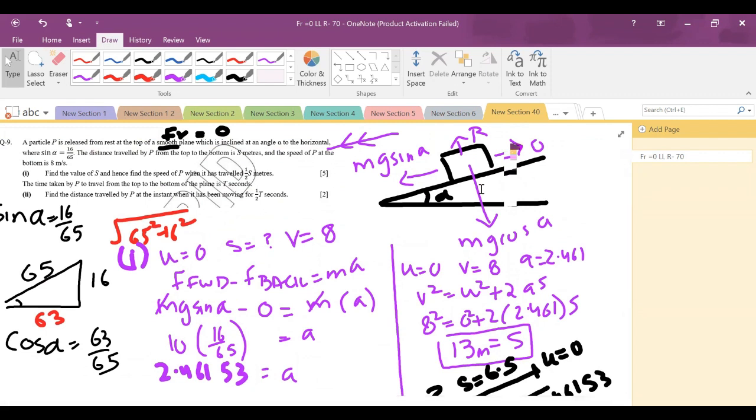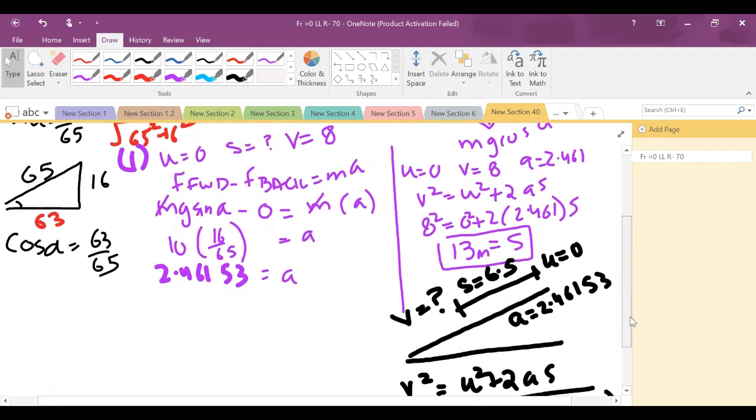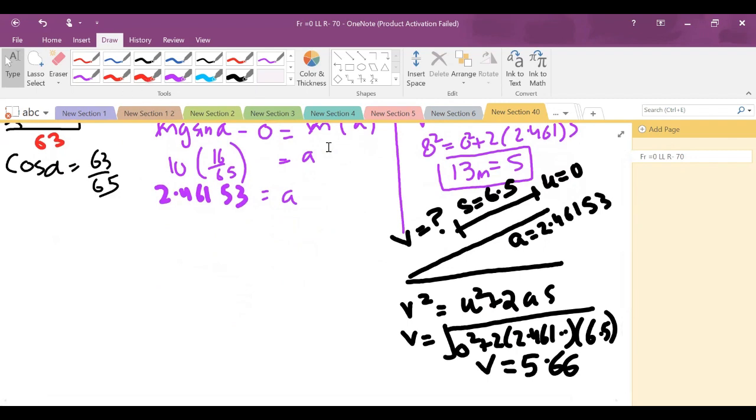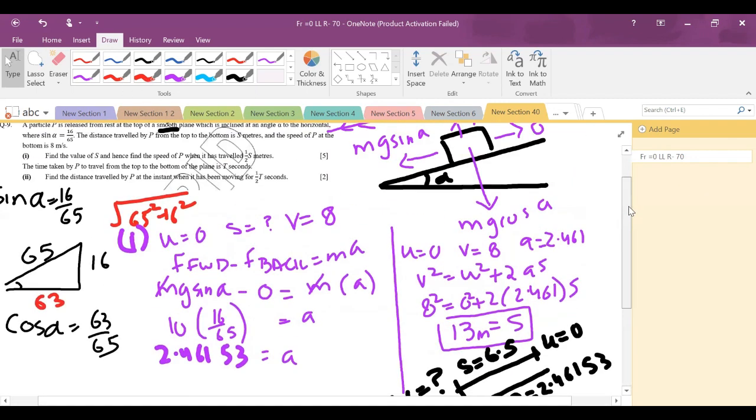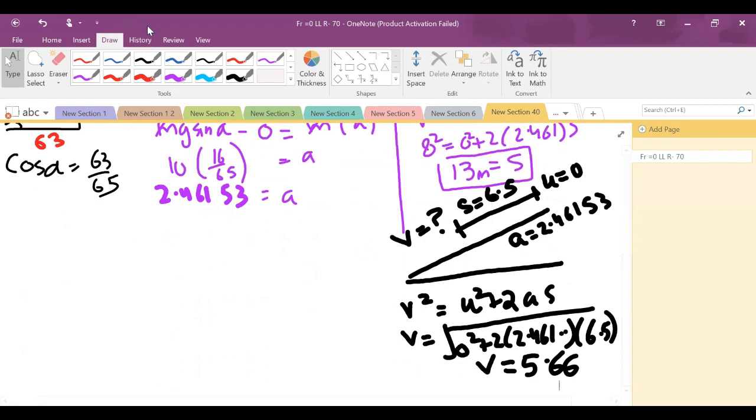Okay, so t is the total distance from top to bottom. Find the distance traveled by p at the instant when it has been moving for half t seconds. Okay, पहले तो t की वैल्यू फाइंड करनी पड़ेगी, फिर उसको हाफ t करके s की वैल्यू फाइंड करनी पड़ेगी. Okay, let's see. I'm doing the working at the left for part 2.